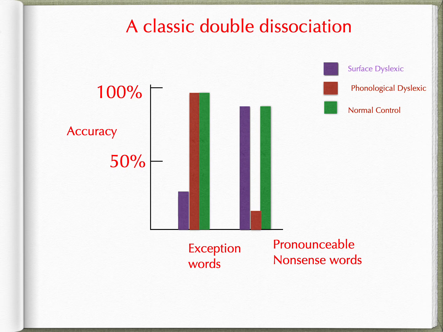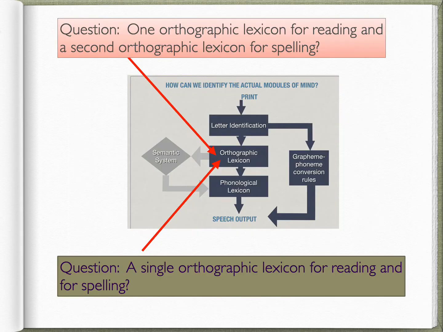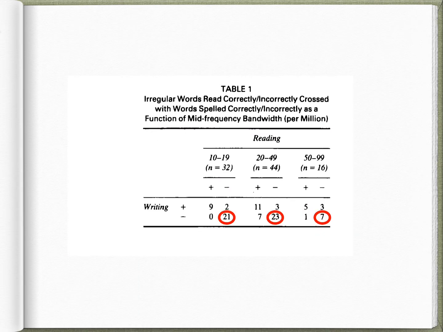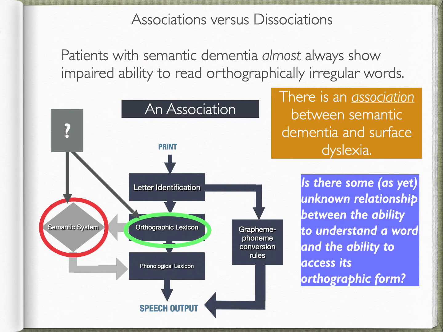This actually exists. So it means that in terms of this diagram, these routes are indeed separate. You can damage one but not the other, which is very interesting as skilled readers. We can read using rules, or we can read by looking up the pronunciation of a word in our vocabulary. All right. So this gives you a double dissociation. This slide just tells you that that's true.